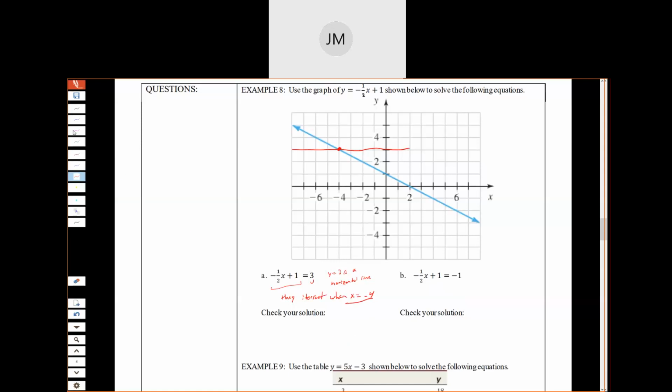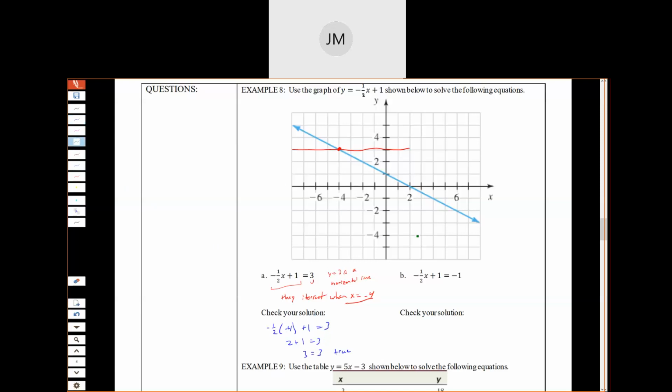So let's check our solution, right? I'm going to plug in -4 for x. So I have -1/2 times -4 plus 1 equals 3. Negative 1/2 times negative 4 is a positive 2. 2 plus 1 is 3. Okay, so it checked out.